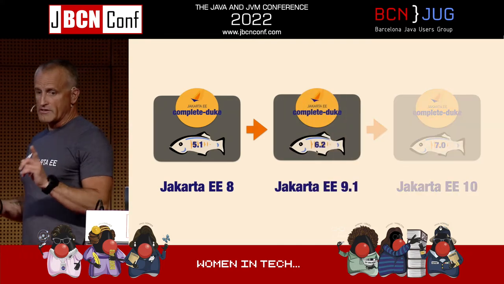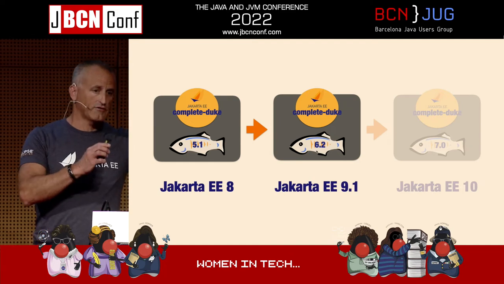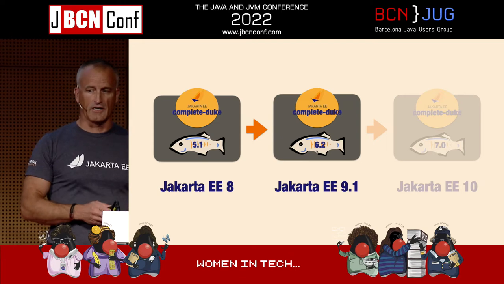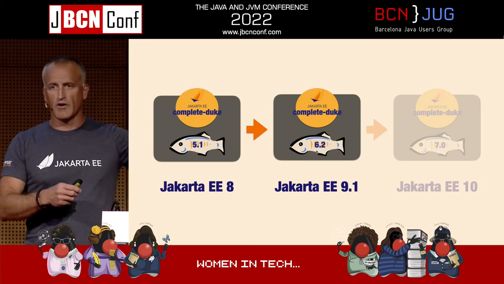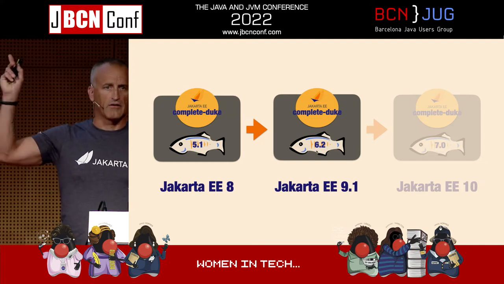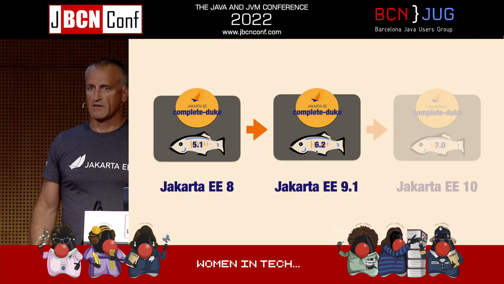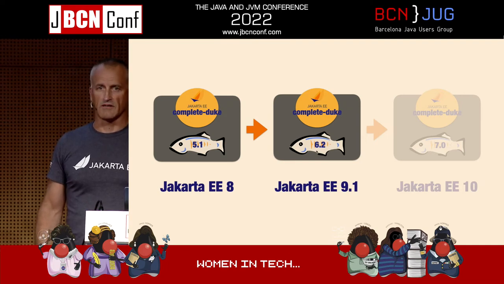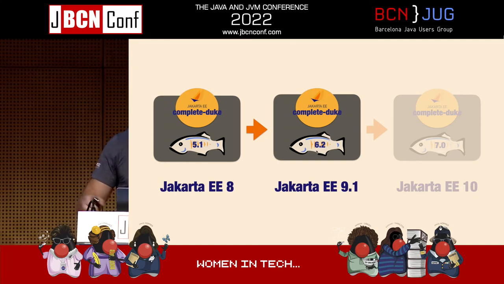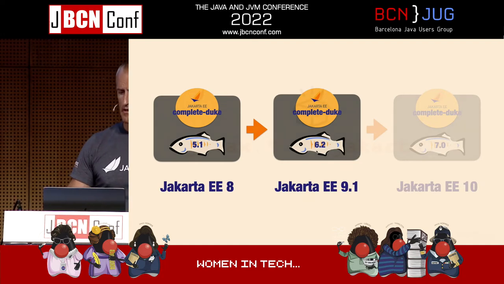What I want to do also is show you how to get from EE8 and forward. So I'll go all the way from EE8 to EE9 and then to EE10. I could do one of these steps or two of them, but how many are on EE8 or previously? Planning on going to EE9 or 10? Not that many, yeah. Do you want to see how to get from EE8 to 9?